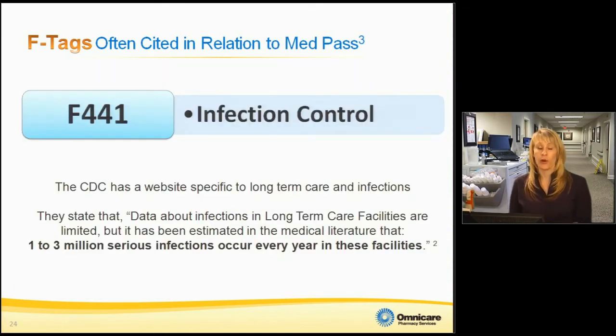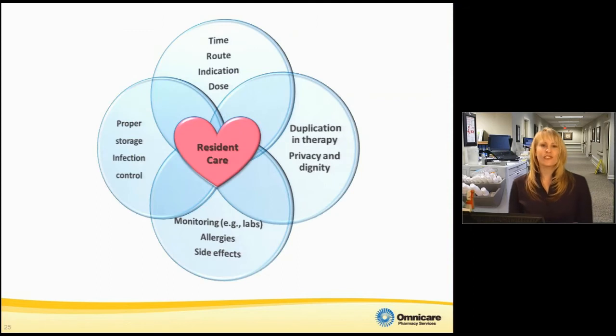Our last F-tag I want to go through is infection control. The CDC has a website actually specific to long-term care and infections, and they say that, yeah, data's limited, but they estimate probably 1 to 3 million serious infections occur every year in these facilities. My personal estimation is that it's probably higher than that. So you have to make sure you have good infection control techniques, and I will talk about that ad nauseam through these presentations. This is just a slide to show you what I look at, what surveyors look at, what you should be looking at in terms of medication pass and medication errors.